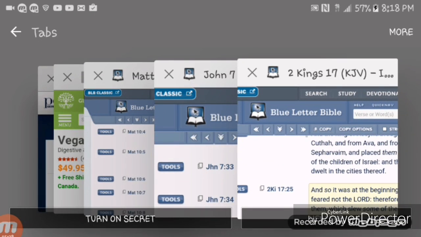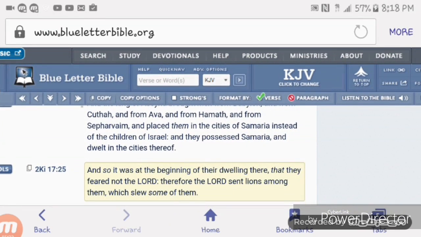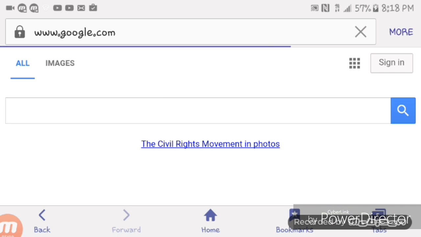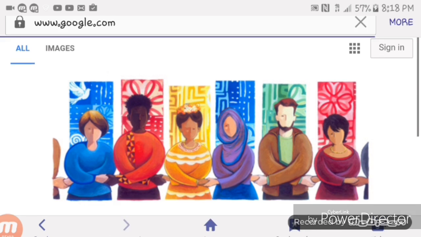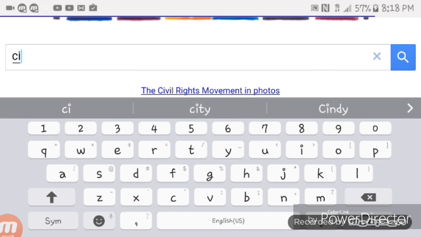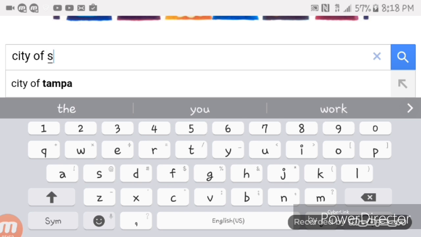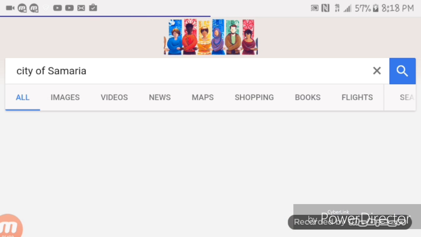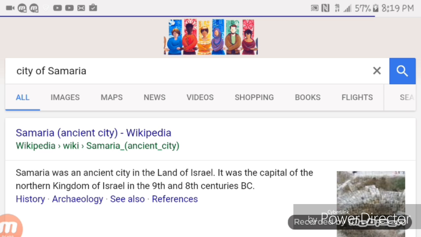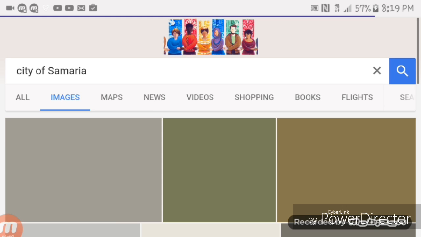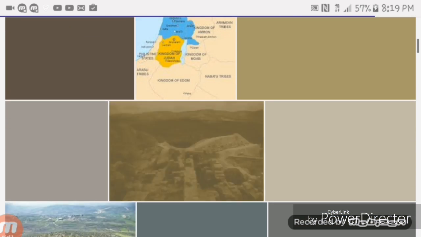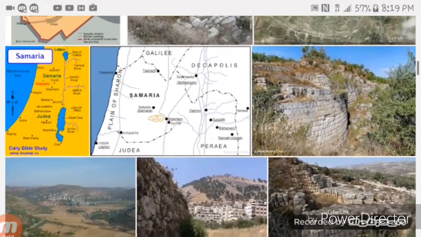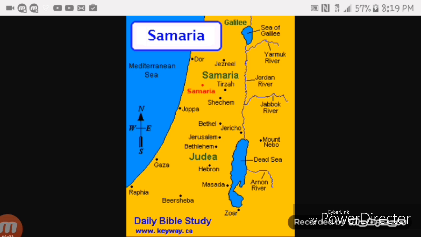All right? Let's see if I can get this. Matter of fact, Google. Bear with me. City of Samaria. I'm going to show you that which is in Israel. Samaria, however you want to pronounce it. All right, images. Okay, and it should be one coming up as soon as possible. Let's wait for this to load up. Okay, right here, it's from the Bible study. All right, cities of Samaria. All right, right here.